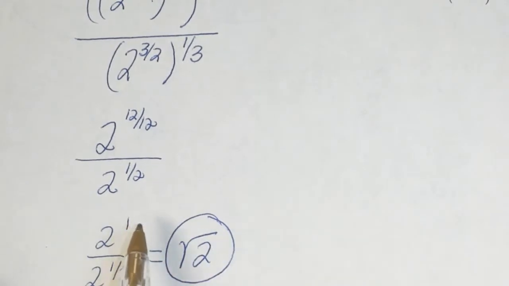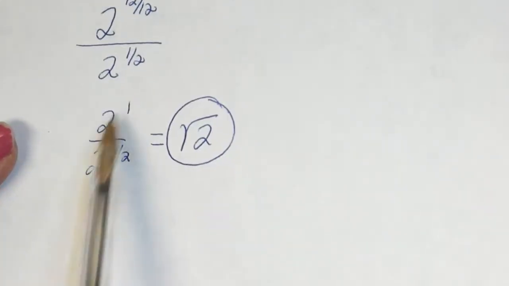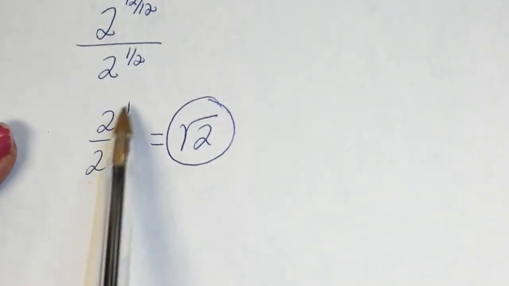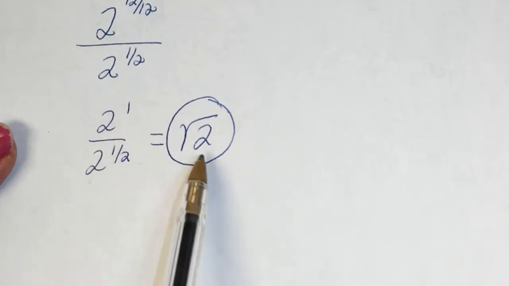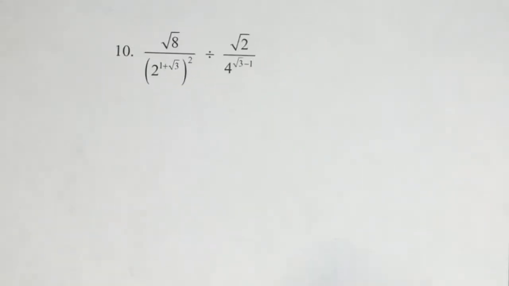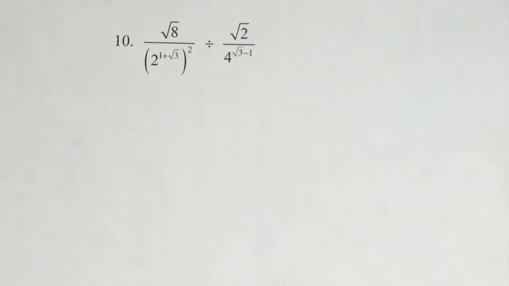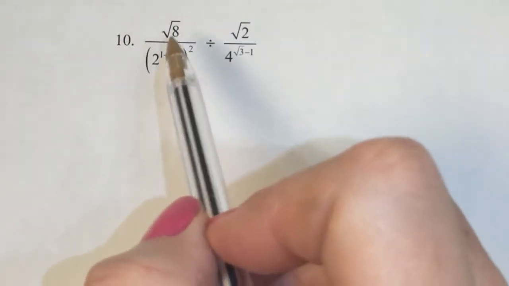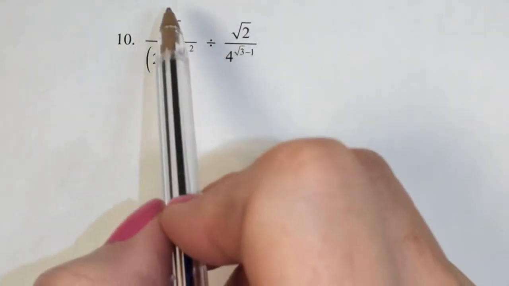When we get it down to this point where we have 2 to the first over 2 to the 1/2, subtract those exponents. That's 2 to the 1/2. That's radical 2. Questions on that? All right, last one, guys. Toughest one here. Take a deep breath and let's try it.